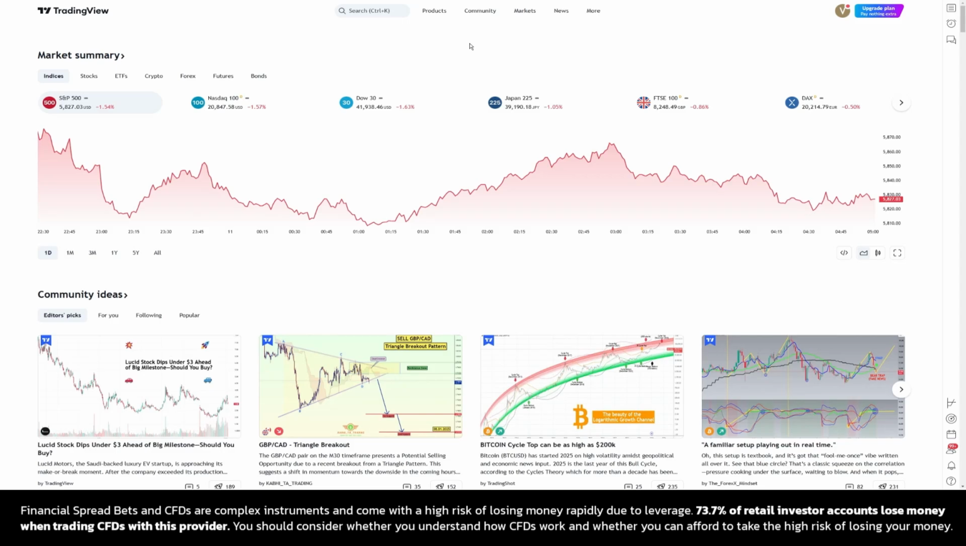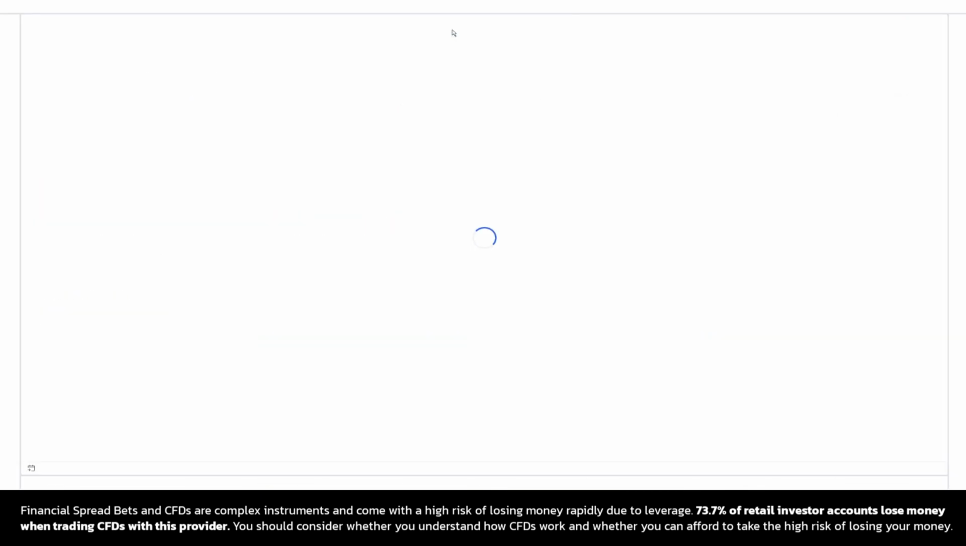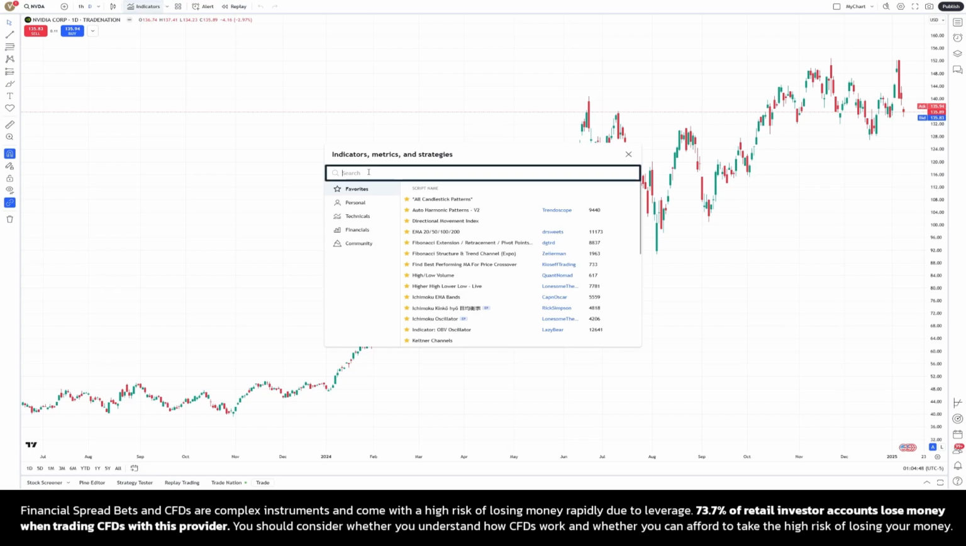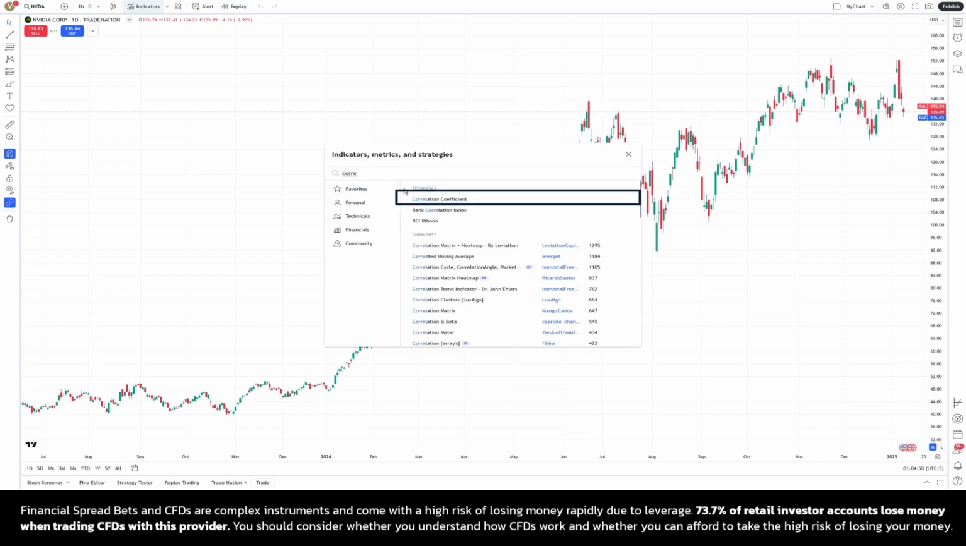The indicator outputs values between -1 and +1, where +1 indicates a perfect positive correlation, -1 represents a perfect negative correlation, and 0 suggests no correlation. To incorporate the indicator to your TradingView chart, simply go to the Indicators menu and search for it.